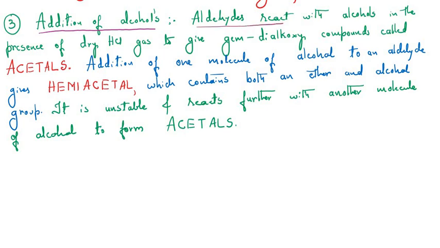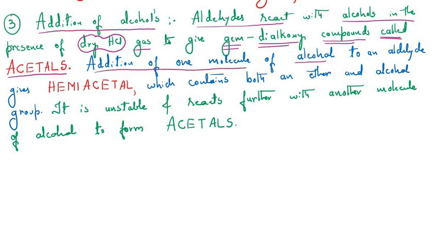So aldehydes are going to react with alcohols in the presence of dry HCl. This we have to note, students, in the presence of dry HCl gas to give gem dialkoxy compounds. It means on the same carbon atom we are having two alkoxy groups, so it is called gem dialkoxy compounds, and these are called acetals. Initially, addition of one molecule of an alcohol to an aldehyde gives a hemiacetal.